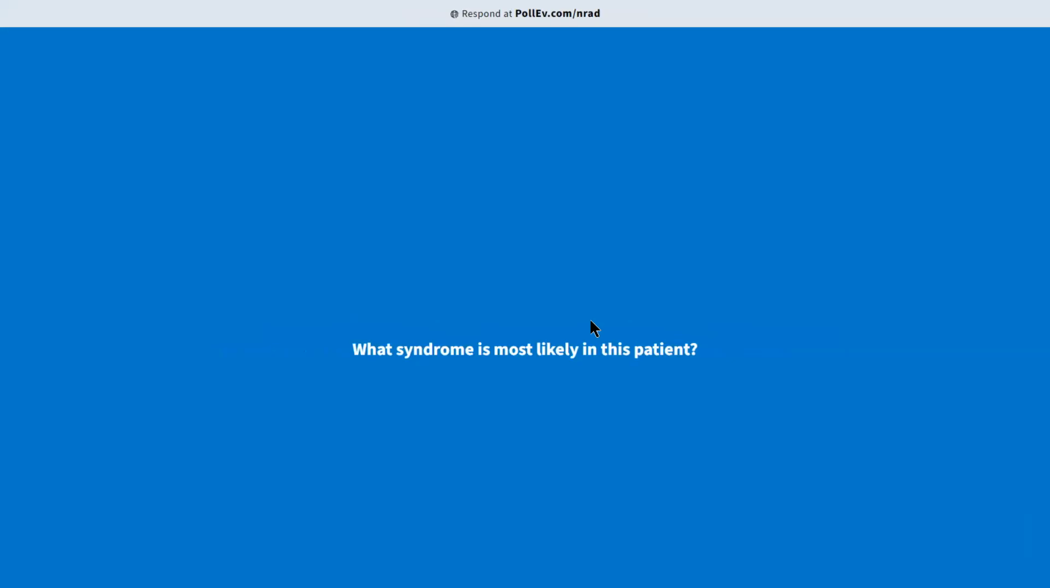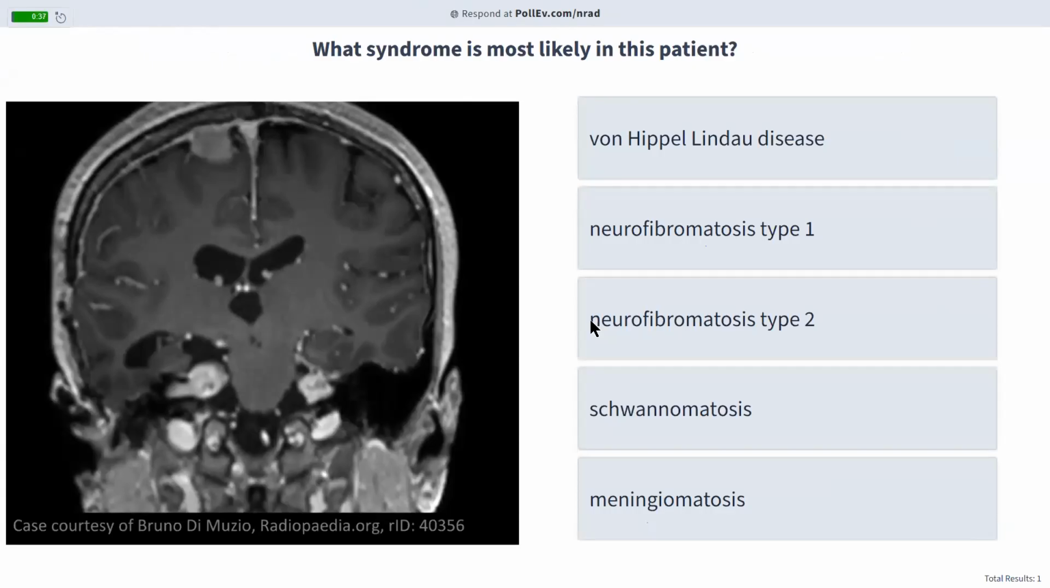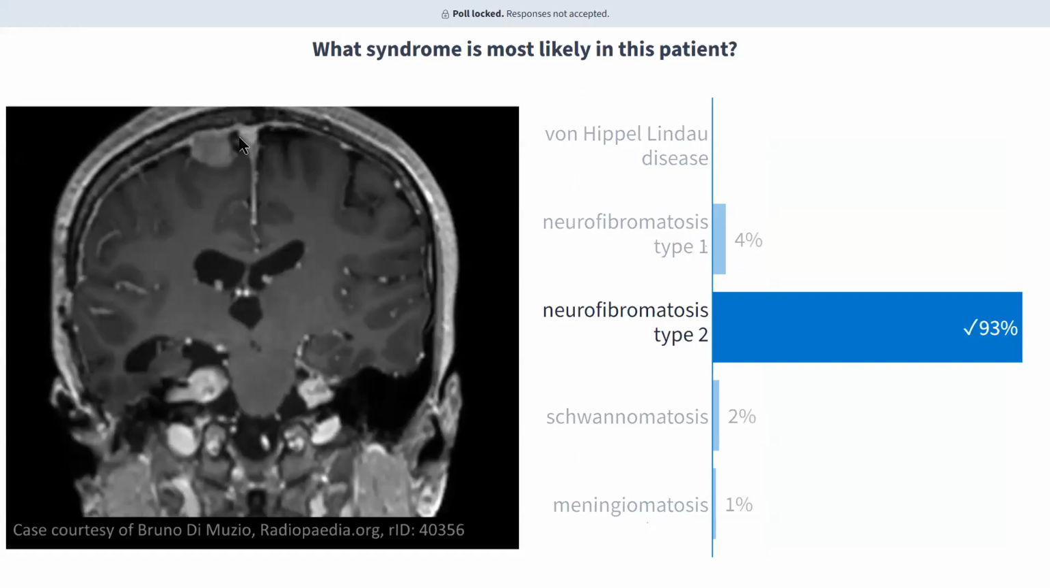What syndrome is most likely in this patient? Okay, we have a T1 post-contrast MP-RAGE image of the brain taken from Radiopaedia, Dr. DeMuzio. And so this is a case of NF2.